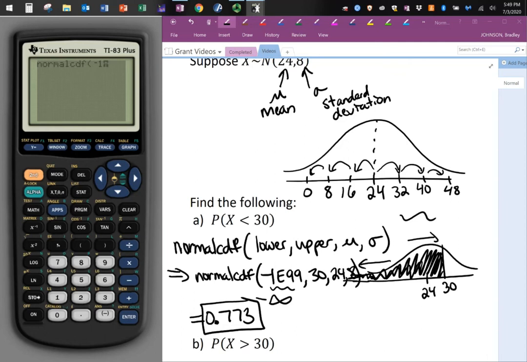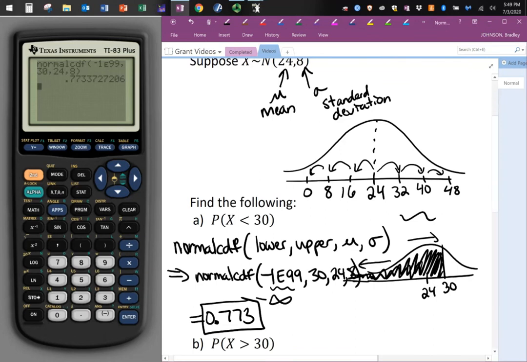So I need to first hit the little negative, and I'll say -1, and then I will hit second comma, that brings up that E, the scientific notation, and then 99. So -1 E 99 tells you to go as close to negative infinity, right? And then you hit comma, I will hit the upper bound, 30, you hit comma again, 24, comma, 8, close up your parentheses, and then you hit enter. And you can see here we get the same answer, just it's an extra step of remembering what you need to type in on your own.